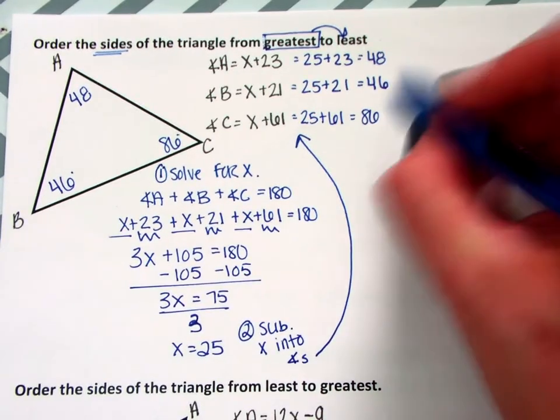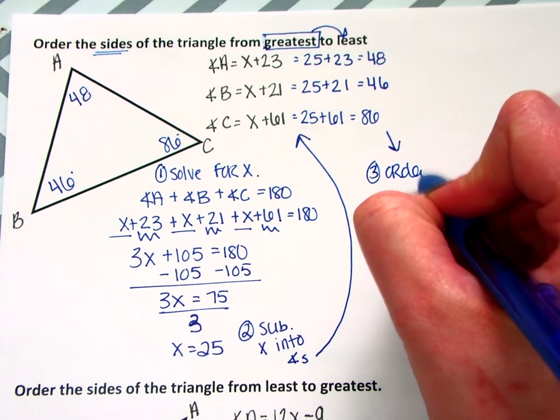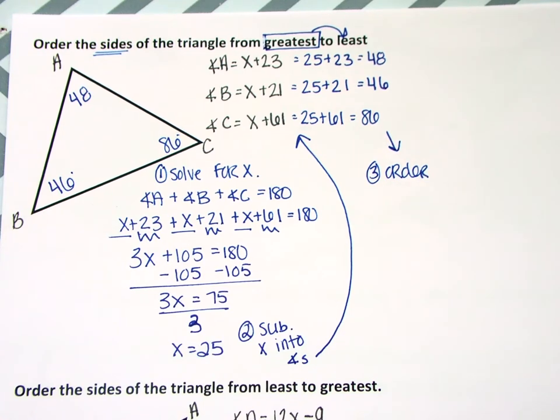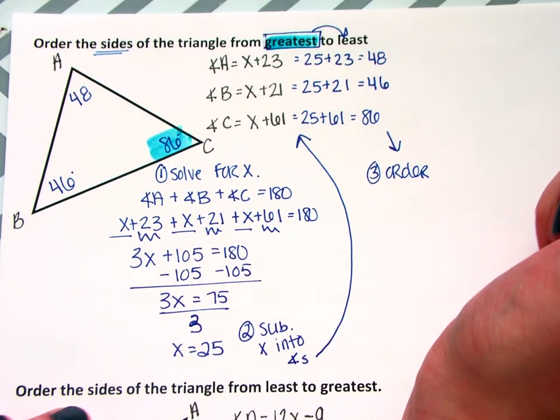Once we have subbed, step 3 is to order. So again, it's telling you how to order it. It wants you to order the sides from greatest to least. When I give you angles and I want the greatest measurement on sides, I'm still using the angles. So across the bigger angle is the bigger side. So looking at my picture, I want to start at my biggest angle because I want the greatest first.